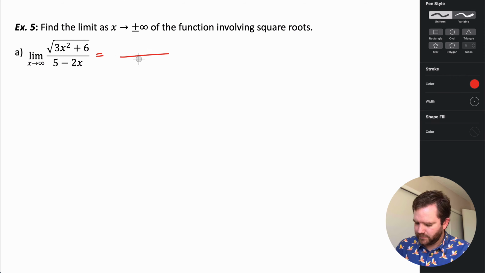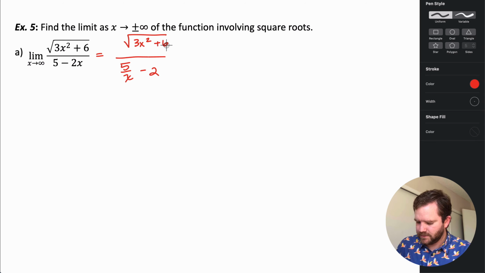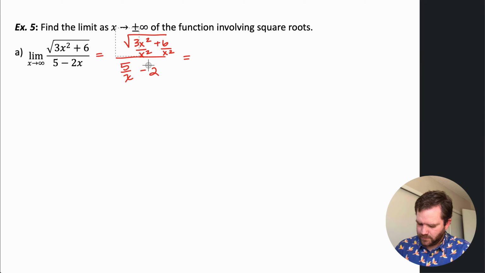So in the denominator, it would end up being 5 divided by x. And then dividing this by x is just going to give me negative 2. In the numerator, it's going to be 3x squared plus 6. Now, when I divide by x, since I'm inside the square root, I actually have to divide by like a square root of x squared. So inside the denominator, it's going to be an x squared like this. We're taking the limit here. Let me move this out. We're taking the limit of this as x goes to infinity.